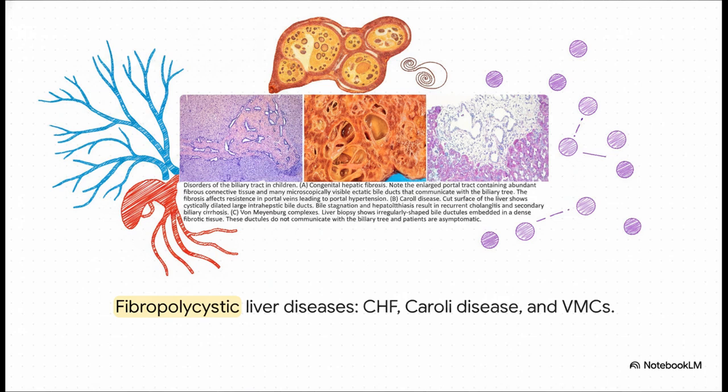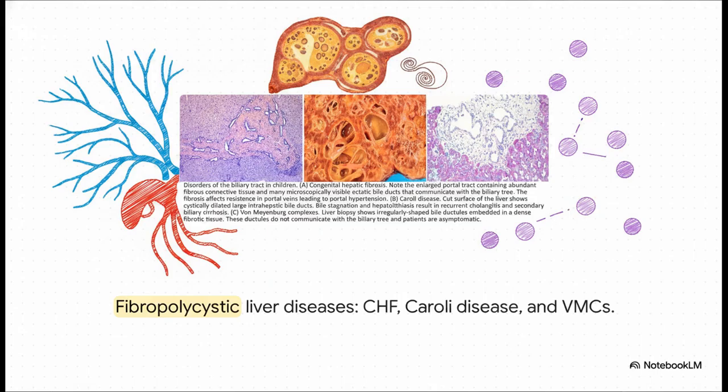Compare that to von Meyenburg complexes. These are tiny, uniformly small cystic lesions, usually less than half a centimeter. The key exam differentiator: von Meyenburg complexes do not communicate with the normal biliary tree, so patients are completely asymptomatic. It's usually just an incidental finding.